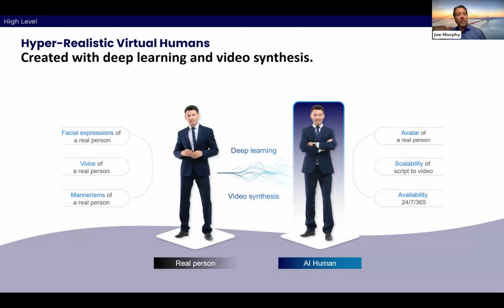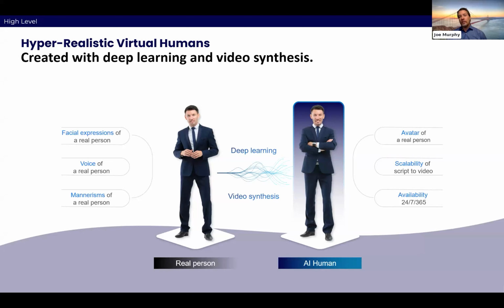And finally, I'll talk about the mannerisms. So when people talk, some people use their hands, some people don't. I tend to use my hands a lot. That will also be captured in the avatar creation process. So between the facial expressions, the mannerisms, and the voice, it all goes into the deep learning algorithm. And what we come out with is an avatar of a real person.